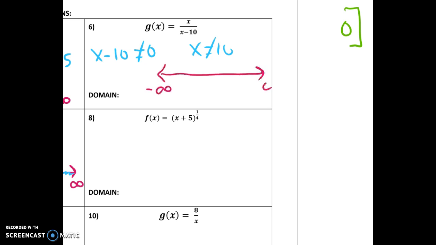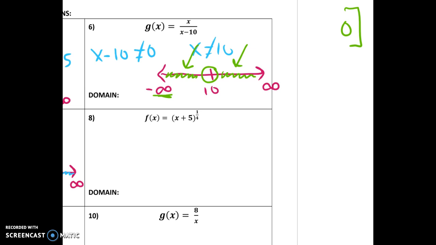So negative infinity to infinity. Here's my 10. And I want everything but 10. So I'm going to put an open circle. So I'll take this side of 10 and this side of 10. So when I write this, because I have two sections here, here's one section, here's another section.